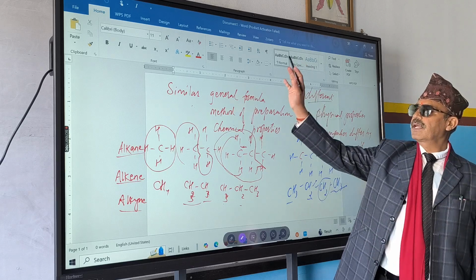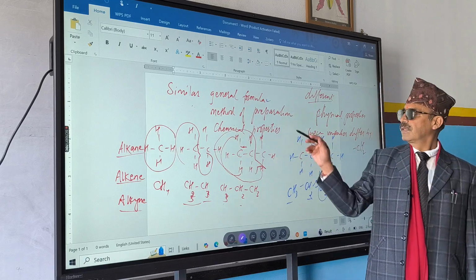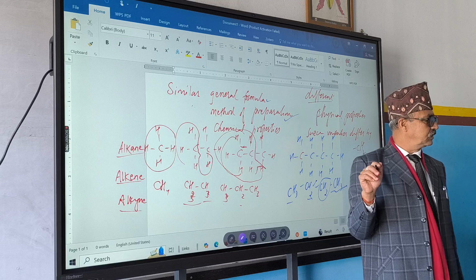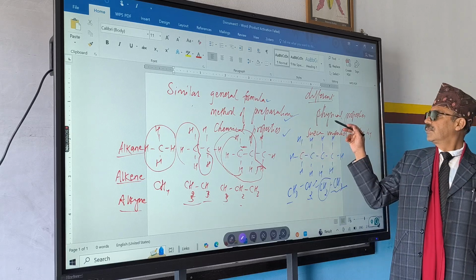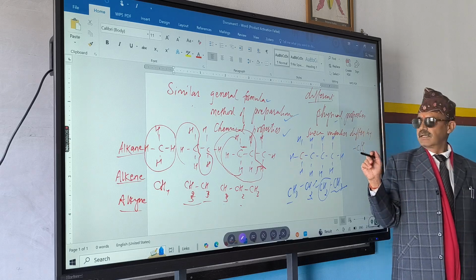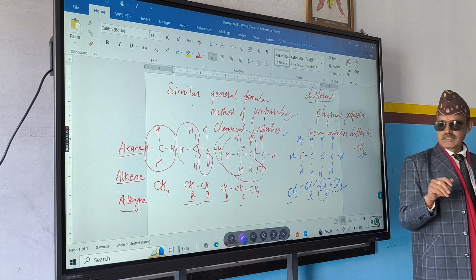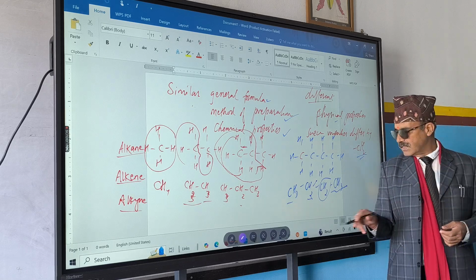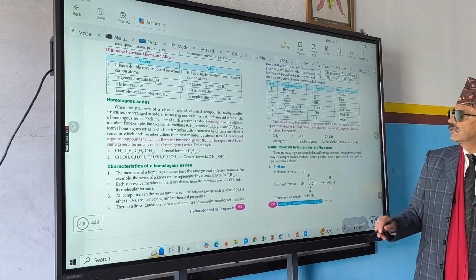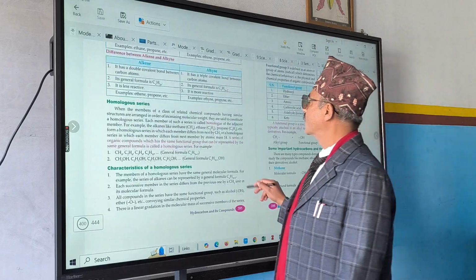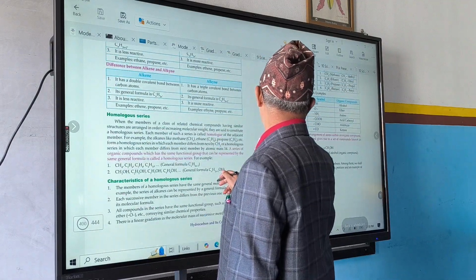There are some organic compounds where the general formula is the same, the method of preparation is the same, chemical properties are the same, physical properties are different, and they differ by CH2, right? Successive members differ by CH2. That is called, what do you call it? Homologous series. Now here are some homologous series I am going to tell you.